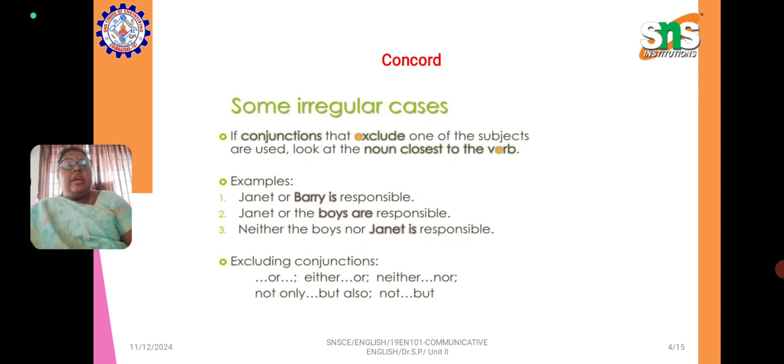Some irregular cases are there. If conjunctions that exclude one of the subjects are used, look at the noun closest to the verb. See, Janet or Barry is responsible. Janet or the boys are responsible. If you use one single person, Barry, then it is singular form, you have to use is. And if you are using the plural form, that is boys, you have to use the plural verb, that is are. Neither the boys nor Janet is responsible.